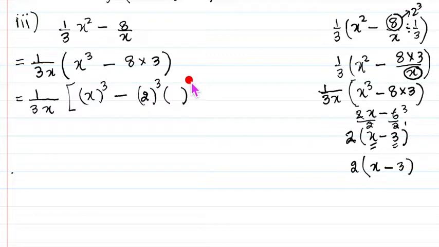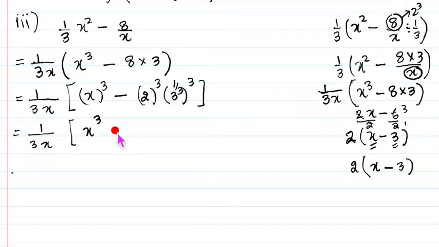So this 3 must be cube of which number? Now if I take 3 to the power 1/3, which means cube root of 3, then I will have cube of that, giving me 3. You can pause this video and listen to this once again. Okay, so you will see that this is 1 upon 3x into bracket, it is x cube, minus it is 2 into 3 to the power 1/3 whole cube.